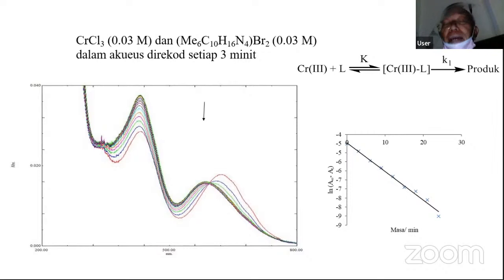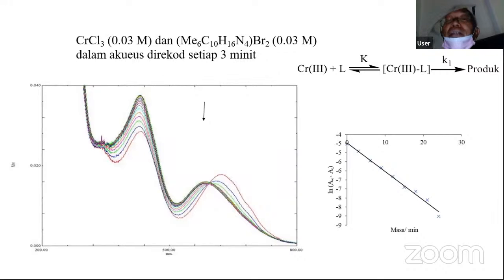This is a repetitive scan. You repeat every, let's say, 1 minute, every 2 minutes. So you can see the reduction of intensity here. And in here, there is a shift. After the shift, the shift may stop and then the intensity increases. So from this behavior, you can describe that chromium plus ligand forms a complex, and finally gives new products.